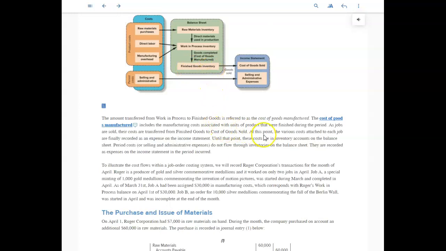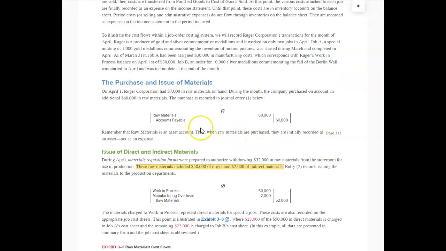For some reason, the book with these entries to follow doesn't add the inventory name out here. I wish it would. So I'm going to go ahead and call it what it is. We debit raw materials inventory for the cost of these materials, and we credit accounts payable if we still are going to pay for this later, or we could credit cash if we're paying cash right now.